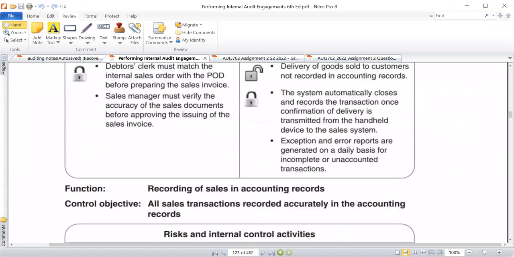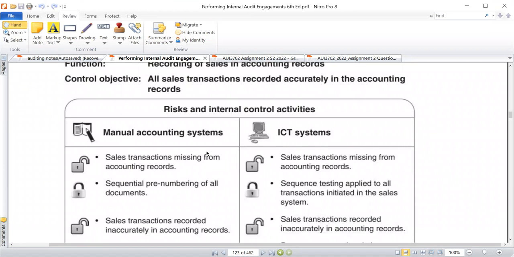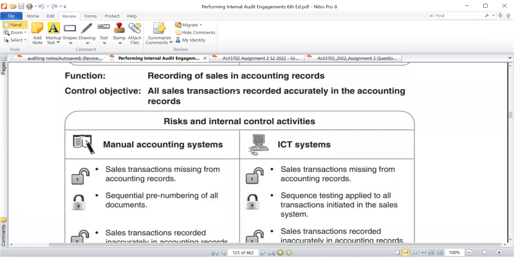But it tallies anyways with this part, recording of sales in the accounting record. That's exactly what we are looking for. So it's stage number four, remember, in the revenue and receipt cycle. So guess what is happening in your prescribed study material? They give you the risks that may occur within that stage of recording of sales, and they also give you the probable internal control activity as well. Perfect. I'm happy, Mr. Ron, that you can actually see this. I'm really glad that you can.